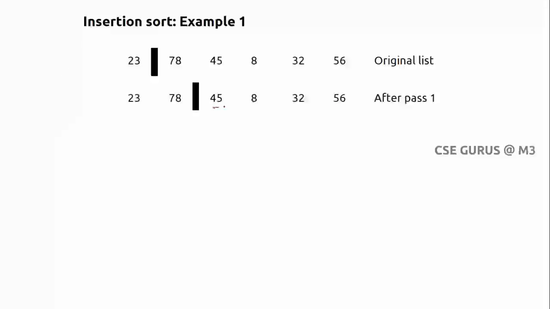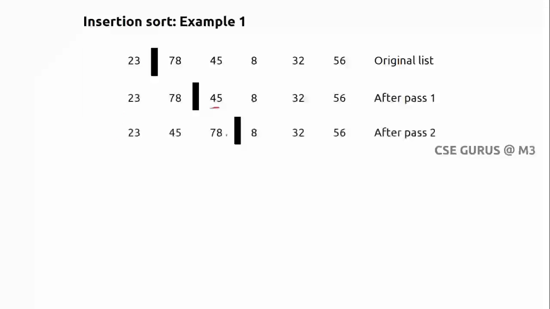Now you can take 45. What is the position of 45? Where does it have to be inserted? Is it left of 23, right of 23, that means in between 23 and 78, or right of 78? Now you can see, is 45 less than 78? Yes, true. So that has to be shifted. Not only this, it has to be checked: 45 is checked with 23. Now if we check 45 with 23, it's not true, right? So 45 has to be kept here only. So it will become 23, 45, 78.